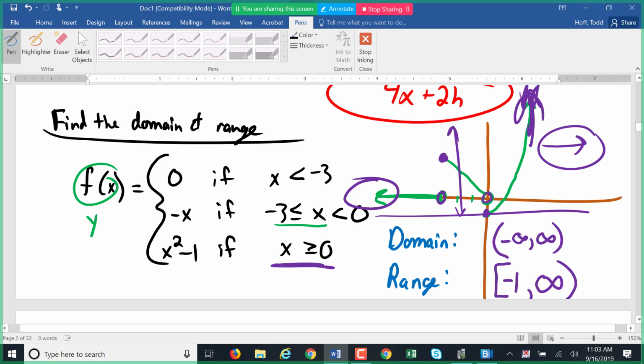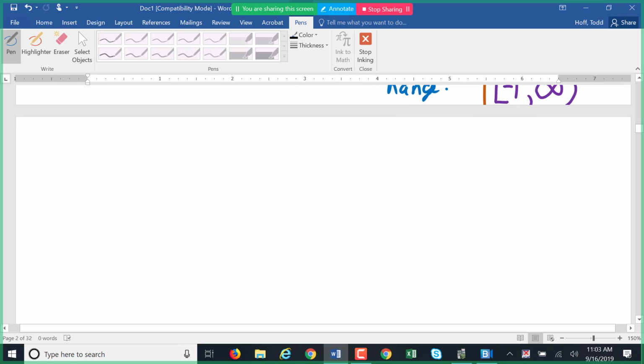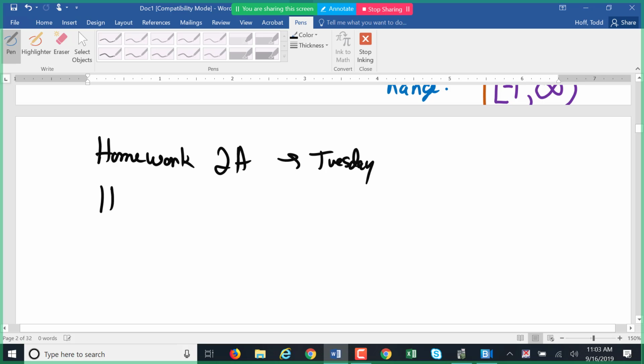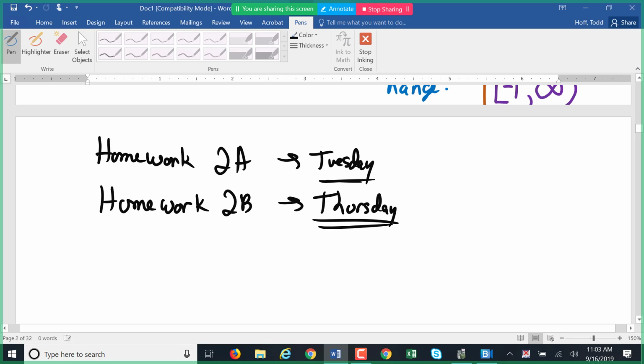Okay, so remember, you do have homework due from last class. That's homework 2A. It's due from last class, which will be due tomorrow, Tuesday. And then from today, our new material is homework 2B, which is going to be due on Thursday. And those two homework assignments are what's going to make up the quiz 2. Quiz 2 should be open, I believe, starting tomorrow. It'll be due on Friday.